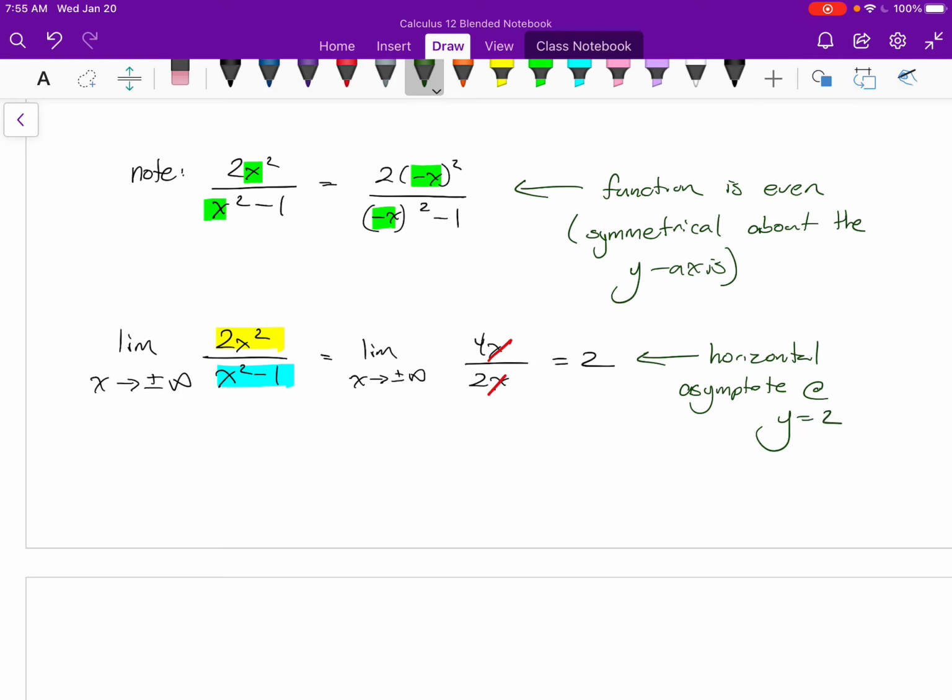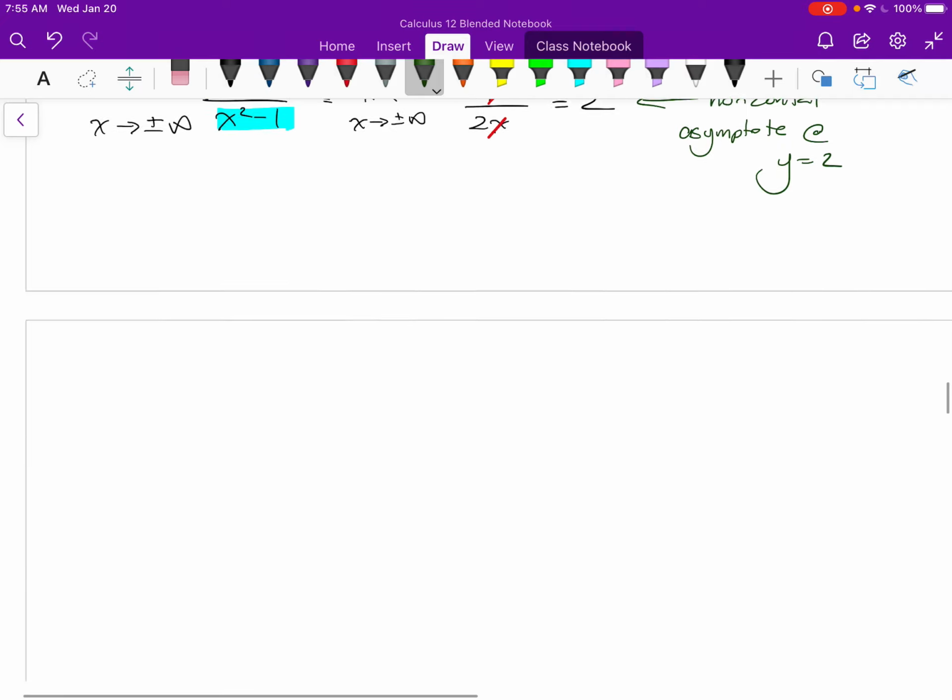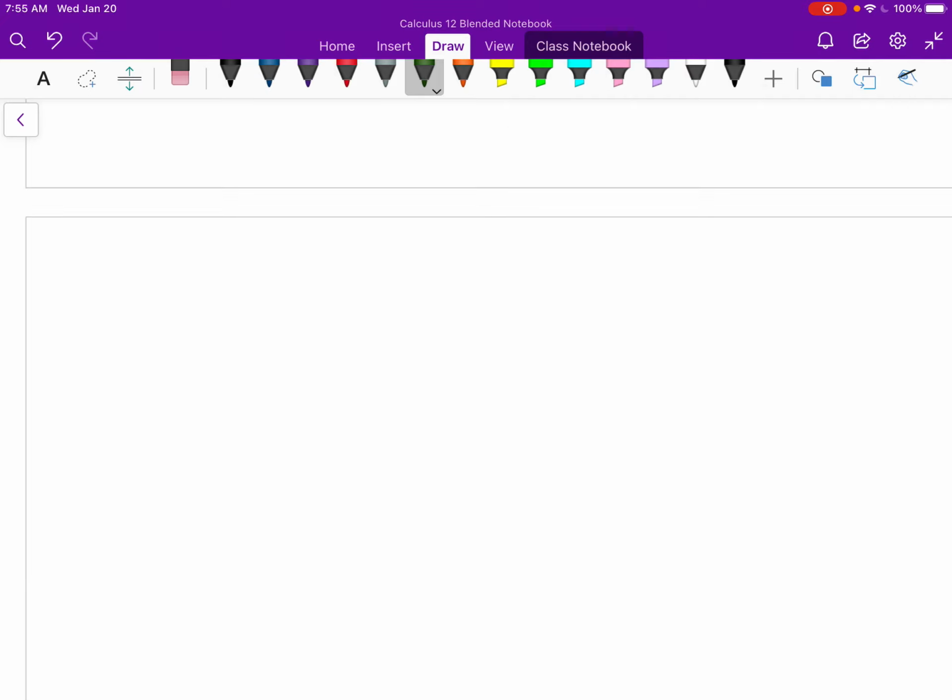So step by step, I'm figuring out a whole bunch of characteristics about this function. Okay, next, I want to find out where my function is increasing or decreasing. And for that, I need to focus on my first derivative. And my first derivative, again, I gave you, but you could use the quotient rule to figure it out.